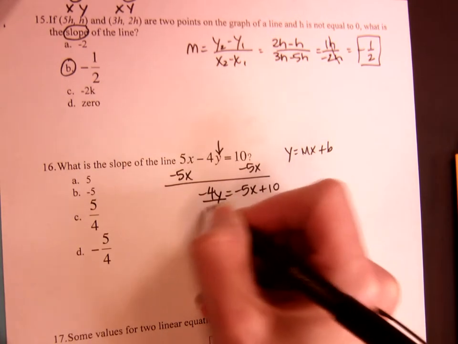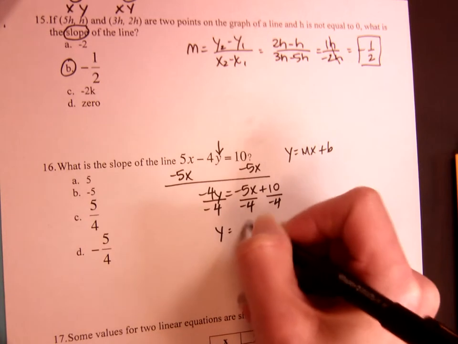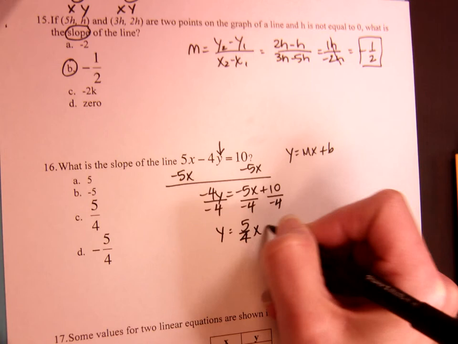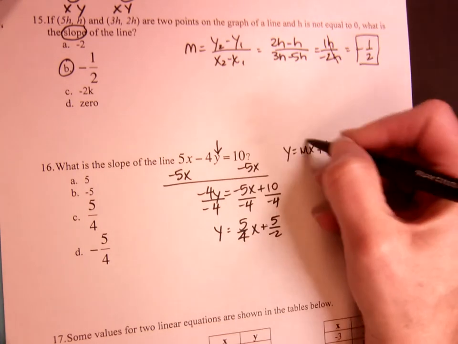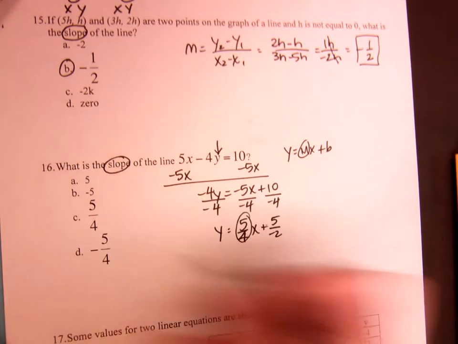If we divide by negative 4, then y is equal to 5 over 4x. Remember, these two make a positive. And then this would be plus 5 over negative 2. Now remember, it's only the slope that we were looking for right here. That's our m. So 5/4 is our answer.